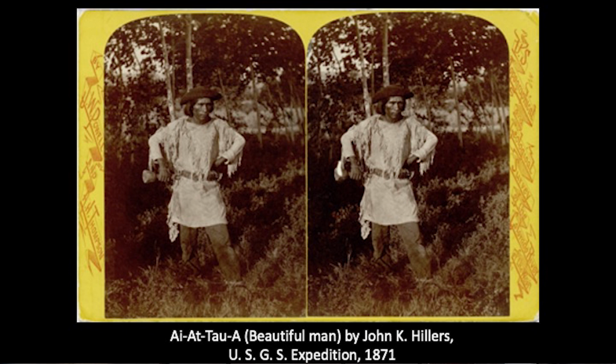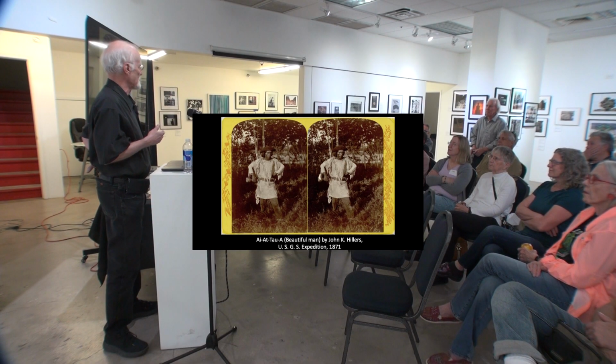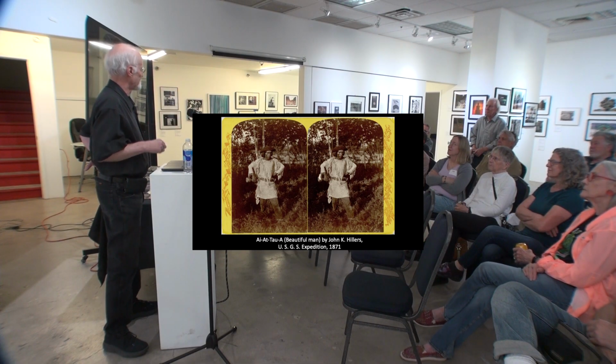Both Wheeler and Powell had funding each year. So they would get funding for a year, and they would take the stereo views and their images and go back to Congress to get money for the next year. And so it was a tool that they used for funding the expedition.